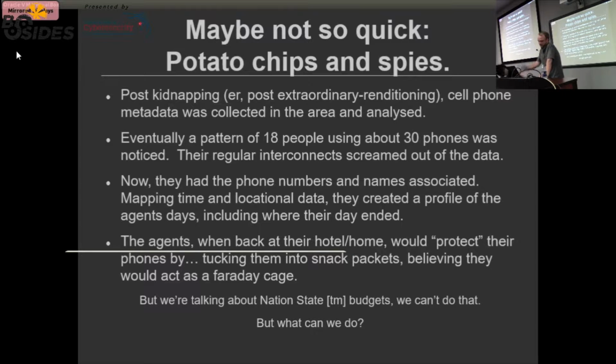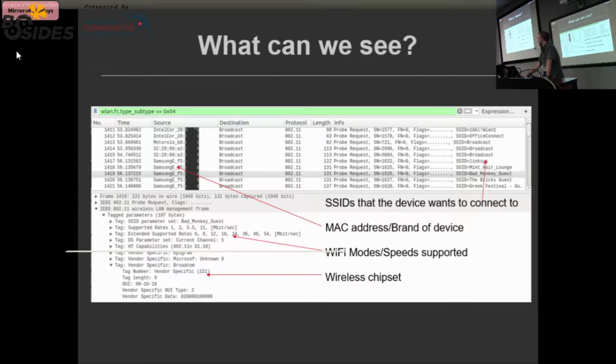But this is a great story and all that, but at the end of the day, favorite phrase, nation state. We're talking nation state budgets, people who have damn near unlimited money. We can't really do that. So I thought with this story, let's see how close we can get. Ignoring big expensive devices to check stuff, ignoring Wi-Fi Pineapples, what else do Wi-Fi probes show us? Really simply, they show networks you're trying to connect to and the MAC address of the device, which gives you the brand of the device. They give you some potentially helpful stuff, like what modes the device can connect in, speed stuff, and the chipset on the device.